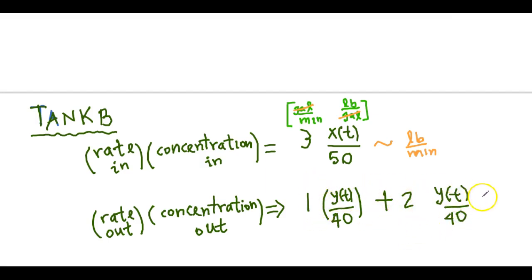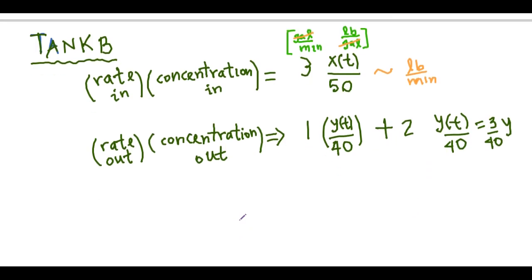Okay, so we could write this as simply 3 over 40 times y. And this is useful in writing the rate of change of the amount of salt in tank B as what comes in, which in this case would be 3 over 50 times x, minus what goes out, which in this case would be 3 over 40 times y.